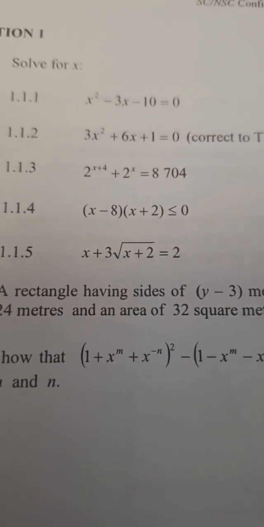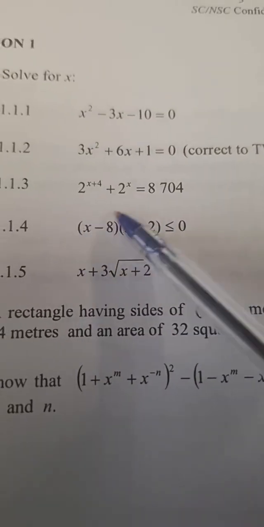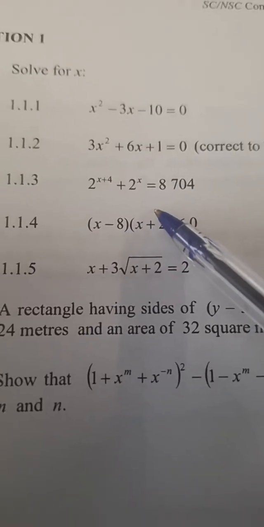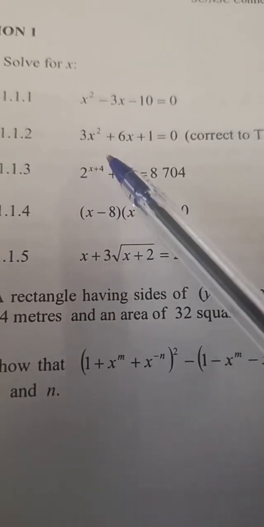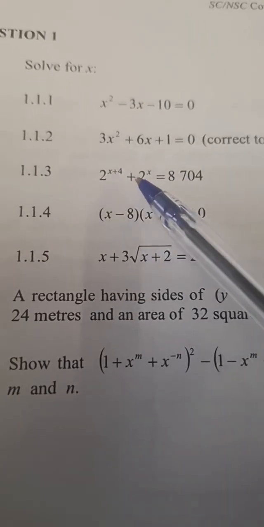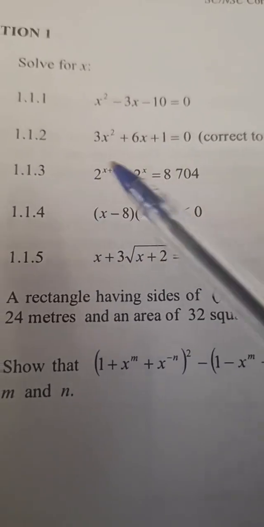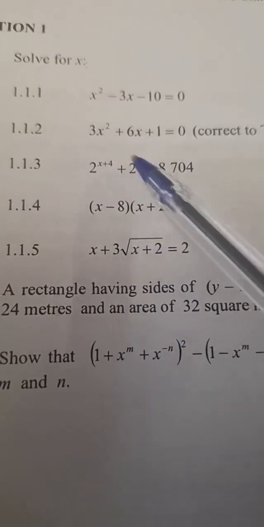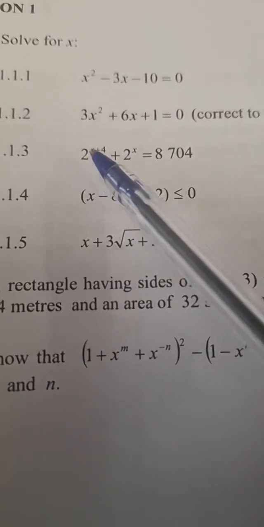Do we know? What would we do? So it is important to know the procedures to follow when we are answering questions. So 2 to the power x plus 4 plus 2 to the power x, that means we have two terms on the left hand side. It's 2 to the power x plus 4 and 2 to the power x. They are separated by a plus sign. These are two terms.